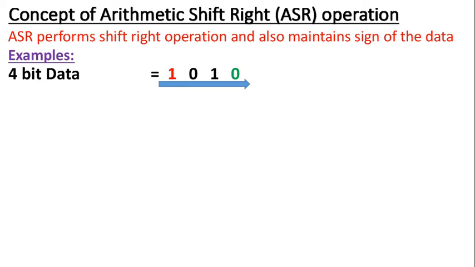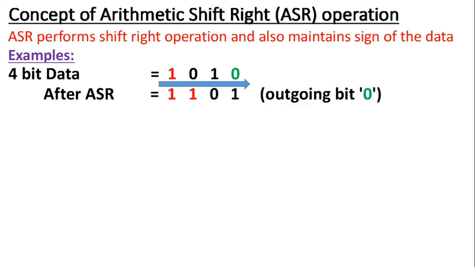Okay, it means that after arithmetic shift right, that data will become: the sign bit 1 is simply copied, and then every bit is shifted towards the right, so it becomes 1010. But my data is of 4 bits, so it is to be maintained as 4 bits only. That's why after ASR, arithmetic shift right, the result data will be 1101 and the outgoing bit is equal to 0 here.